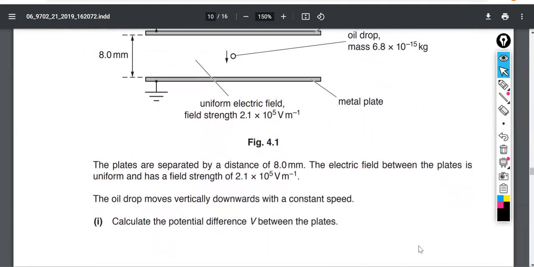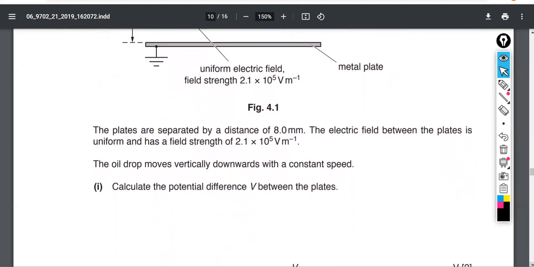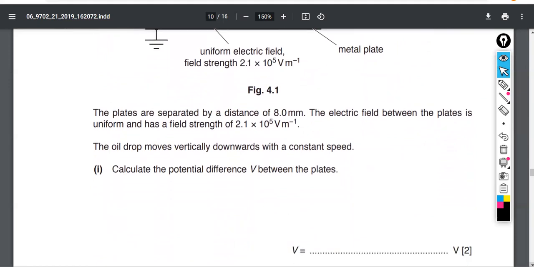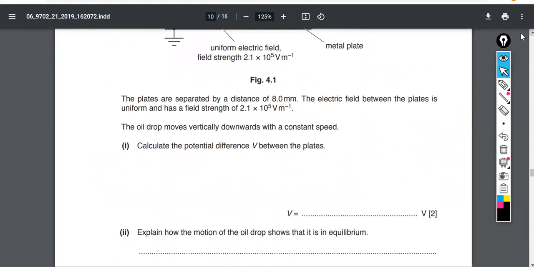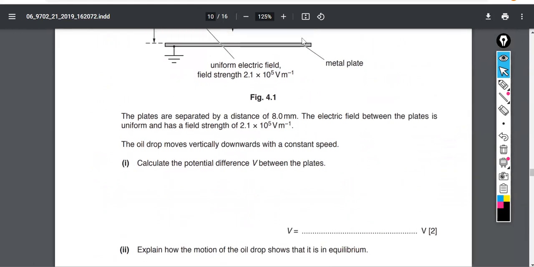The oil drop moves vertically downwards with a constant speed. Calculate the potential difference V between the plates. So let me zoom out just a bit so maybe we can see the space to do the working and the figure at the same time.